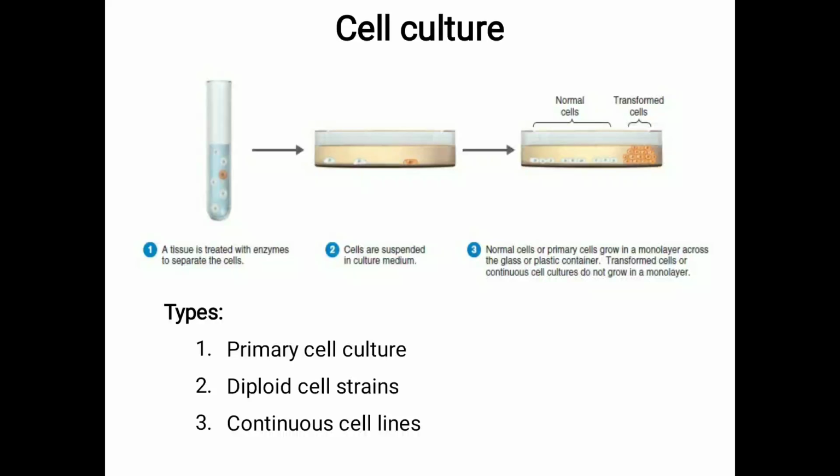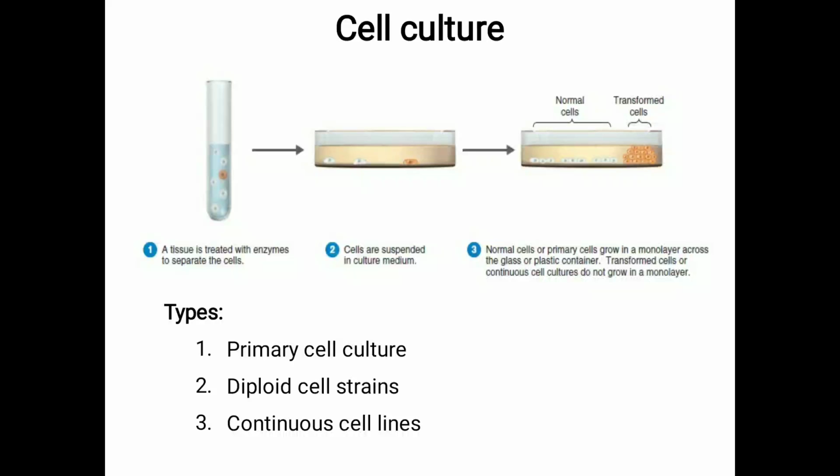Then there are three types of cell culture. On the basis of origin and characteristics, cell cultures are classified into three types: primary cell culture, diploid cell strains and continuous cell lines. Primary cell cultures are normal cells freshly taken from the body and cultured. They are capable of only limited growth in culture and cannot be maintained in serial culture. They are used for isolation and cultivation of viruses for vaccine production.